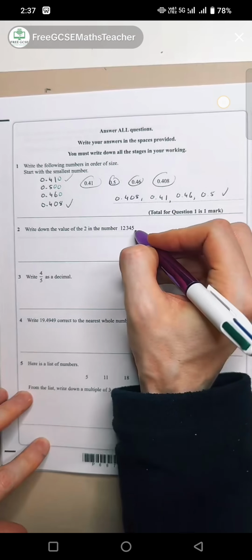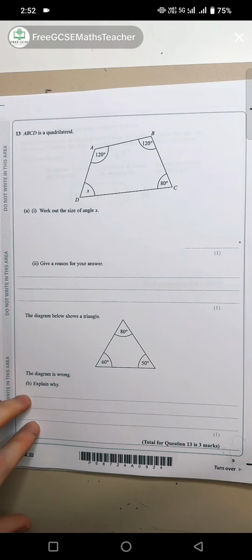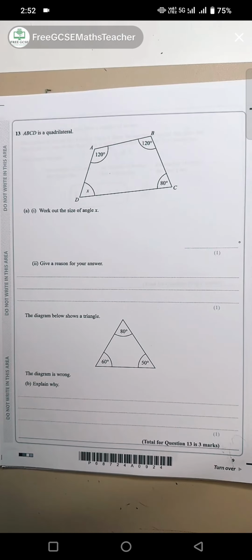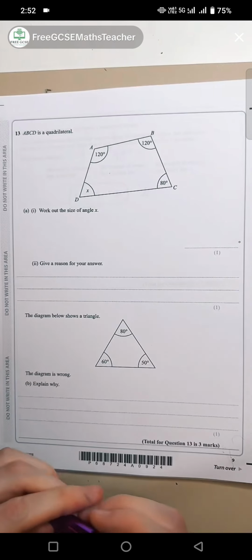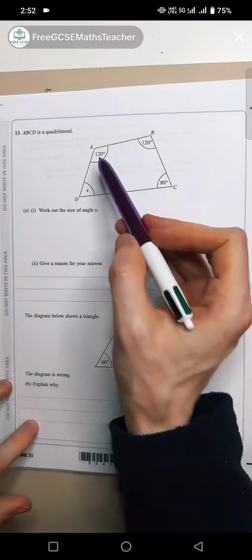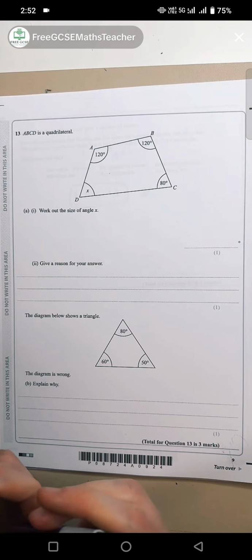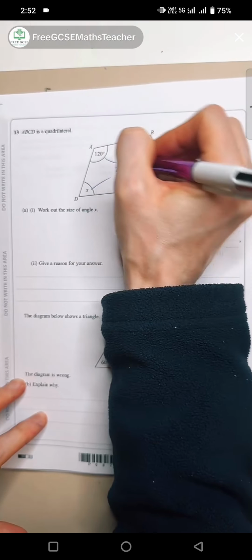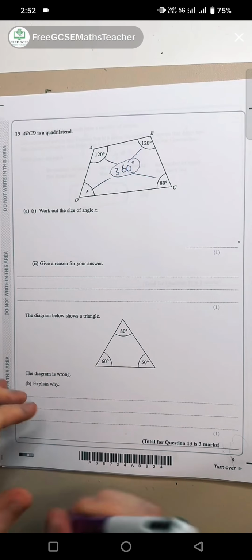ABCD is a quadrilateral. So a quadrilateral is a 4-sided shape. Work out the size of angle X. So what we should know is we can see here we've got interior angles. It's on the inside, I for interior. We should know the sum of the interior angles of every quadrilateral, every 4-sided shape, always comes to 360 degrees. So a quadrilateral has 4 sides. It has 4 angles. All 4 angles therefore add up to 360.